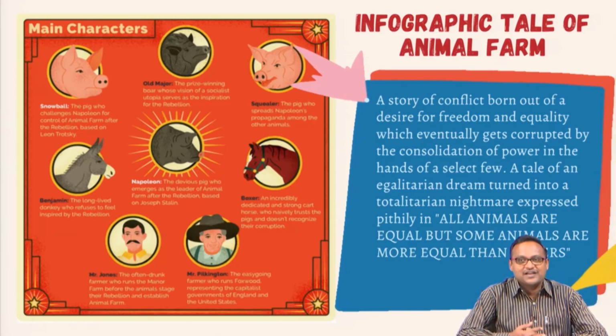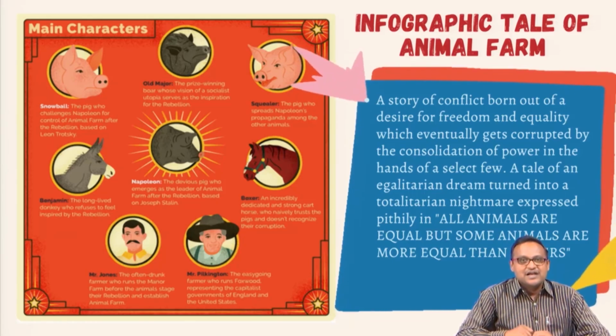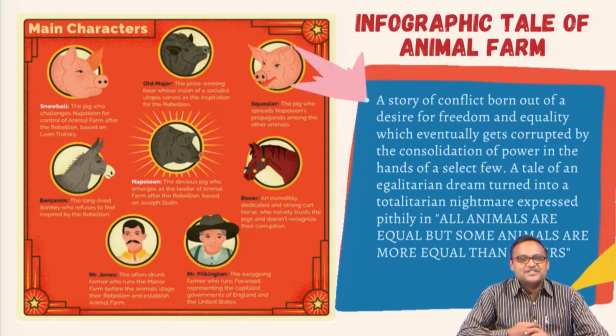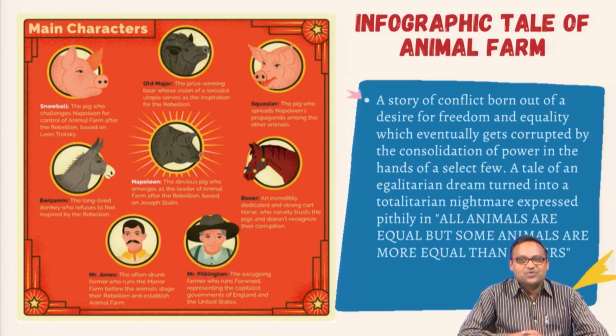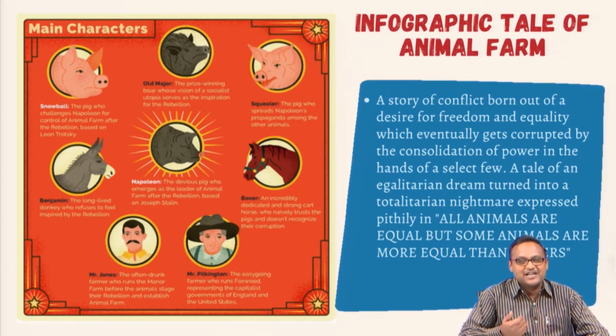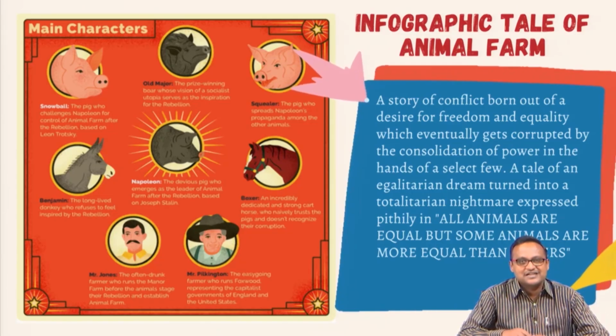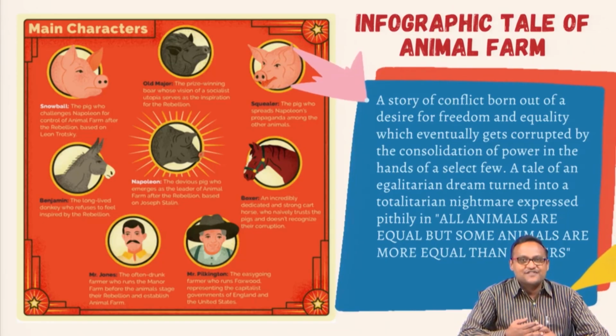That is why I call this slide the infographic tale of Animal Farm. Now, you have major characters here. You have Old Major, it was his dream, the concept of animalism. Of course, we are going to discuss that slightly later. It is out of the dreams and visions of Old Major.